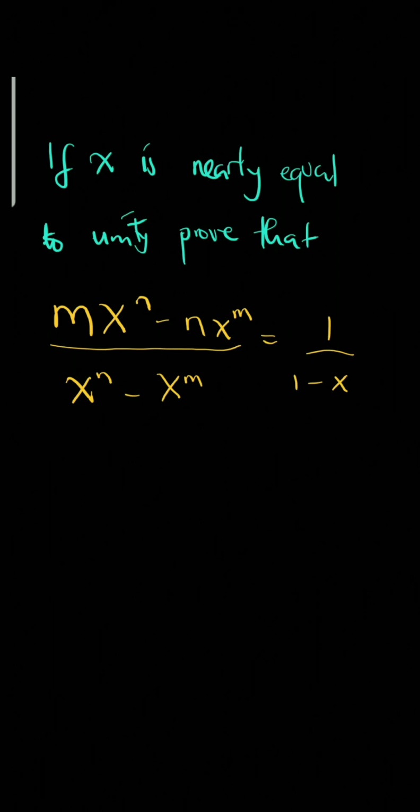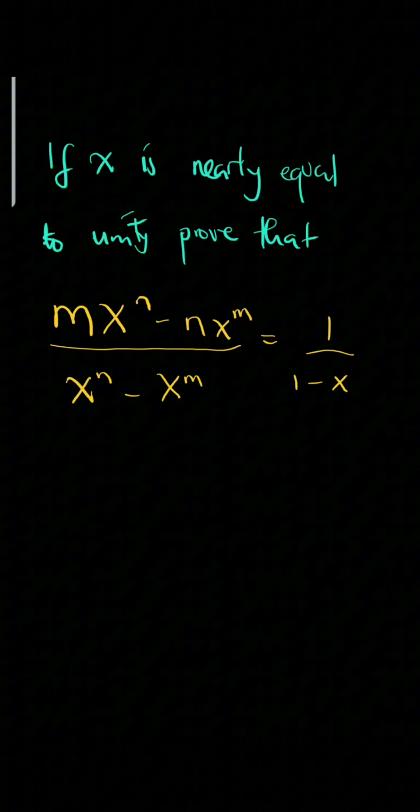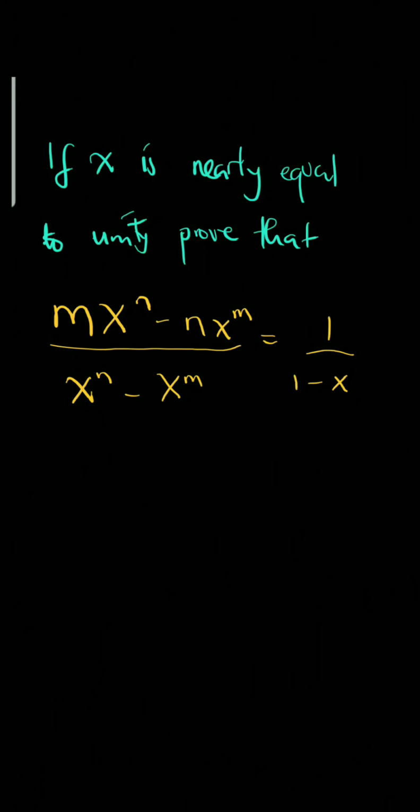By x being nearly equal to unity, what they mean is x is close to being equal to 1. As we know, unity is associated with a numerical value 1. But in this case, x is not really equal to 1, but simply close to 1. So let's see how we can simply answer this problem.